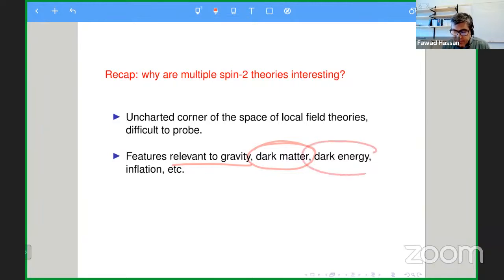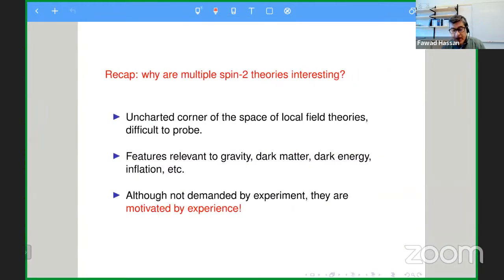And as you will see, in these theories you naturally get properties that are essentially equivalent to a cosmological constant or a dynamical version of the cosmological constant. So you have good dark energy candidates in them. Of course, you can study inflation in these theories. It has interesting features. However, none of this is required. We don't have any evidence that we have to look at higher spin theories or massive spin 2 theory, multiple spin 2 theories.